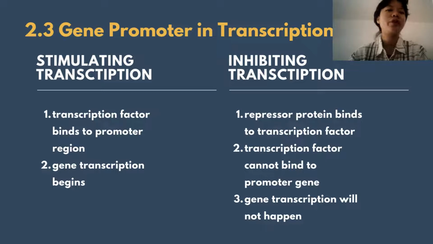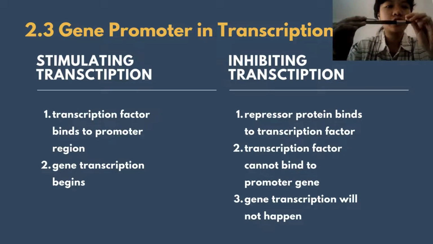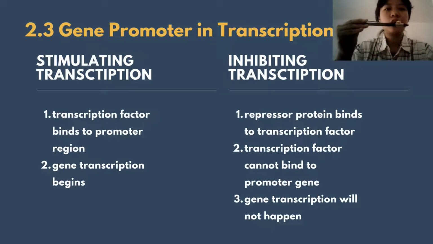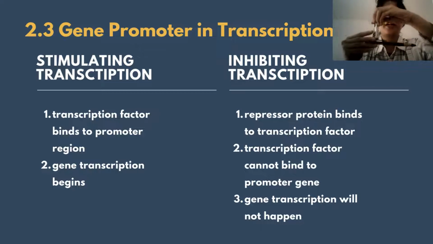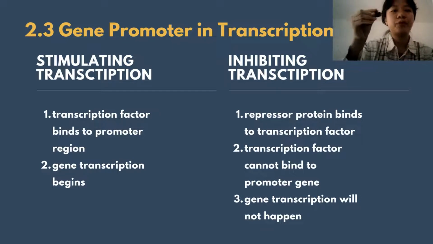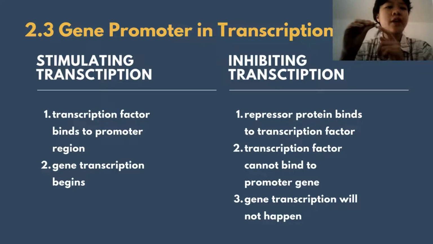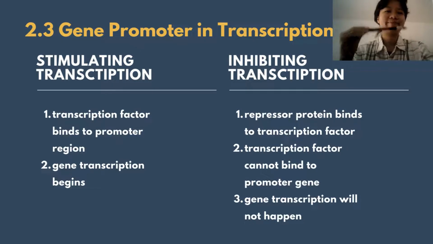The mechanism to stimulate transcription is as follows. After the binding of a transcription factor to the promoter region of the gene, transcription can begin with the binding of RNA polymerase to the aforementioned gene, and transcription will begin. On the other hand, to inhibit transcription, a repressor protein will bind to the transcription factor. Thus, the transcription factor cannot bind to the promoter region of the gene, and transcription will not happen.